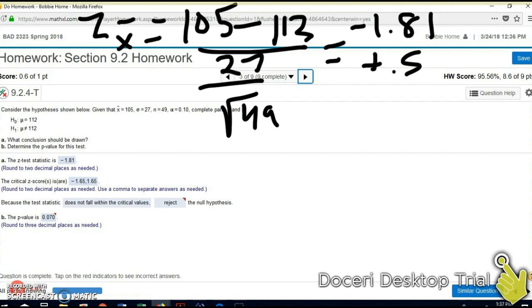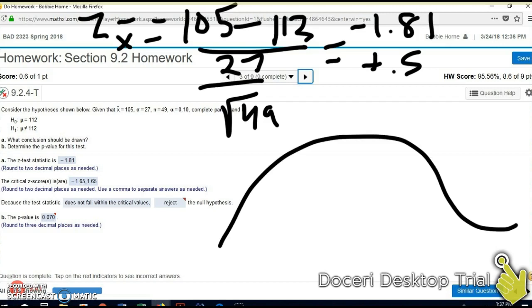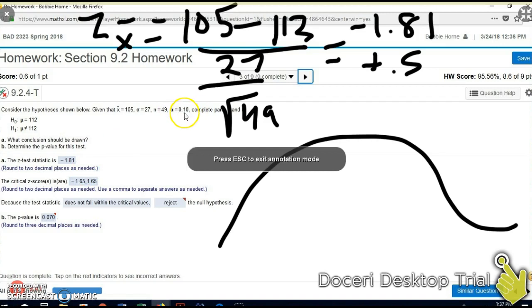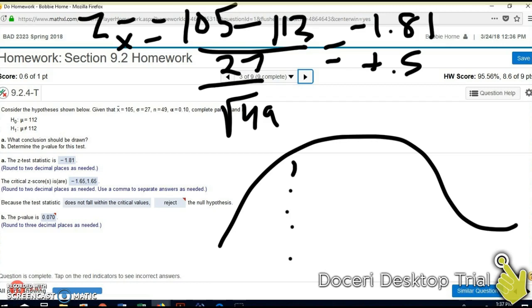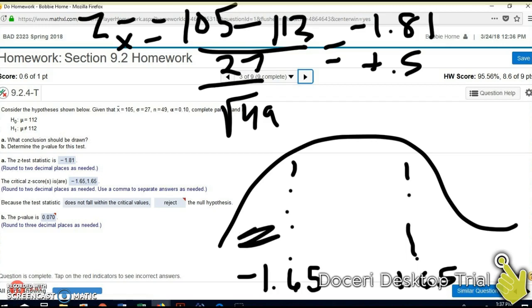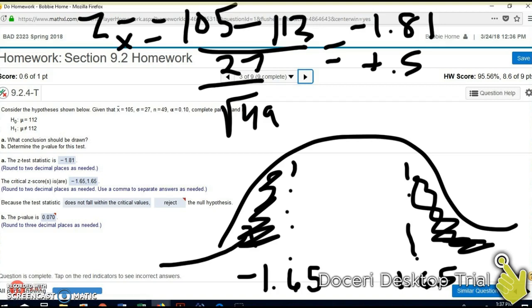Now, this is a two-tailed test. So if you look up your critical z-score, you have to do alpha divided by 2, which is 0.05. So your critical values are negative 1.65 and positive 1.65. So if our test statistic falls within these areas, it's reject. But as you can see, if we look at negative 1.81, it would be in this area over here.